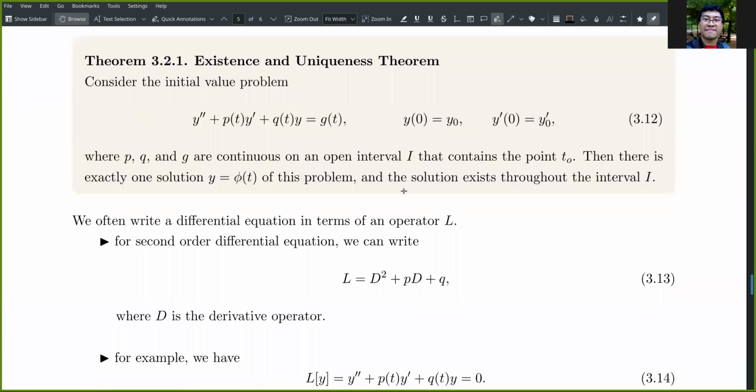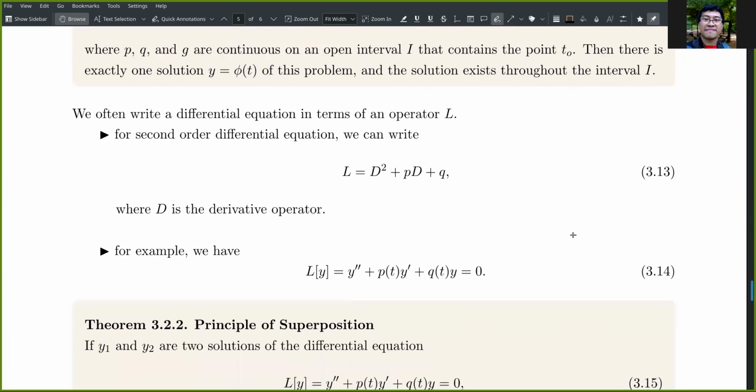We have this again, an existence and uniqueness theorem. If we have this initial value problem, as long as p, q, and g are continuous on an open interval that contains t naught, then there's exactly one solution of this problem. It exists throughout the interval I.